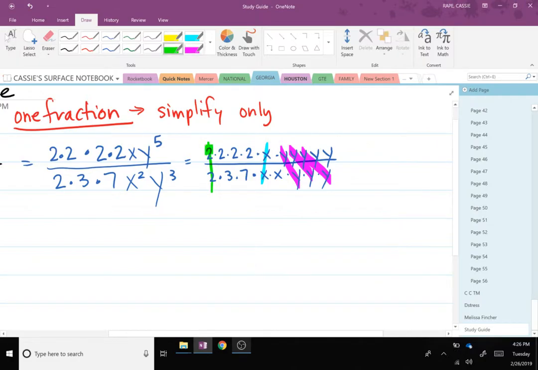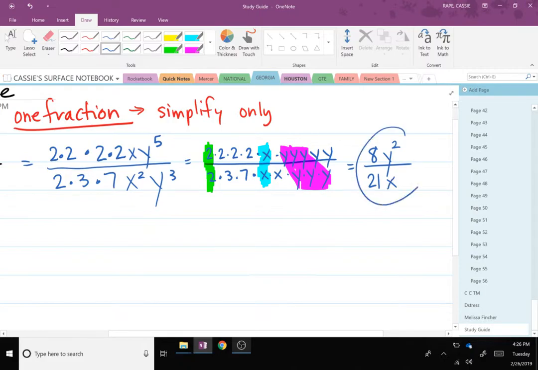So I'm going to go through and make this bigger. Anything that I've canceled is now officially gone from its location. So all 3 of those y's are gone, and the x over x is gone. What you have left is 2 times 2 times 2, which is 2 times 2 is 4 times 2 is 8. The only thing that's left is 2 y's, so y squared over 3 times 7 is 21. And there's only one lonely x left. And that's the answer.